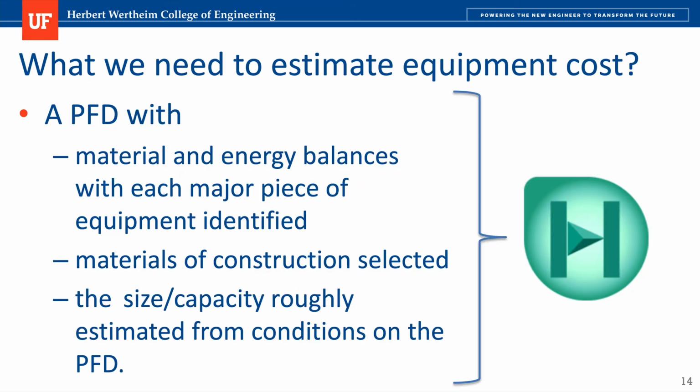So what we need in order to do an estimate of equipment cost is, of course, the PFD, and the process flow diagram must include both materials and energy balances, with each major piece of equipment identified. The materials of construction must be selected. The materials of construction may not be provided by the software, so you may need to make some decisions about it. And also the size and capacity, roughly estimated from conditions on the process flow diagram.